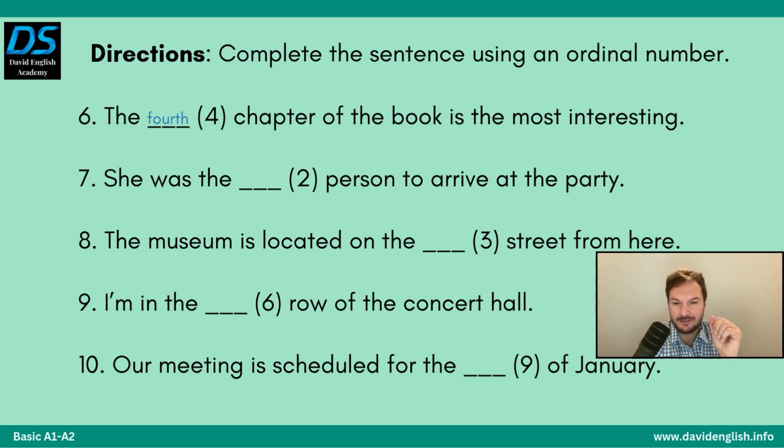7. She was the 2nd person to arrive at the party. No, she was the 2nd person to arrive at the party. The 2nd person to arrive at the party. 8. The museum is located on the street from here. Well, it's going to be the 3rd street from here. The 3rd street from here. 9. I'm in the 6th row of the concert hall. You want to say, I'm in the 6th row of the concert hall. The 6th row of the concert hall.